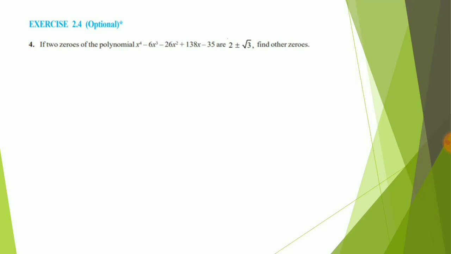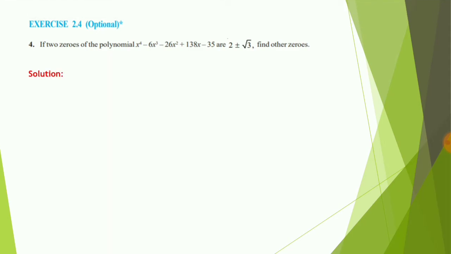This optional exercise, again, these two questions that we'll be taking up, they are very important of exercise 2.4. If two zeros of the polynomial x to the power of 4 minus 6x cube minus 26x square plus 138x minus 35 are 2 plus root 3 and 2 minus root 3, find the other zeros. This 2 plus minus root 3 means 2 plus root 3 is one zero and 2 minus root 3 is the other zero.